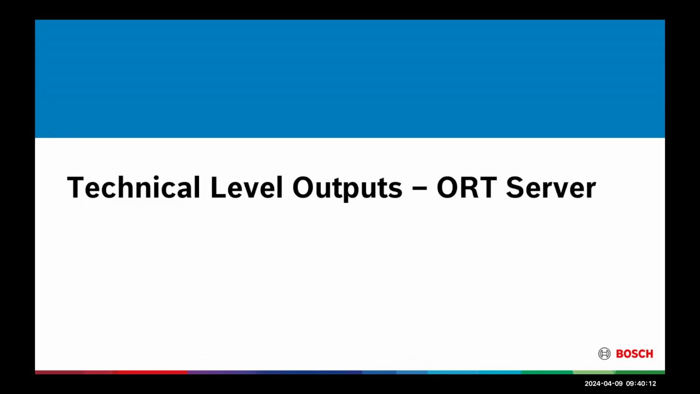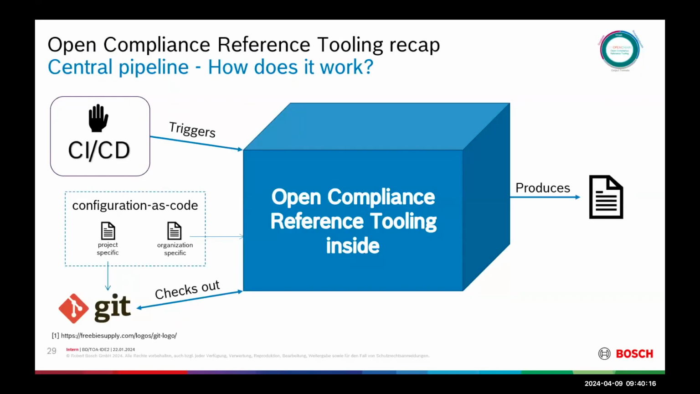So just a few words about the ORT server for those who are not familiar with OSS Review Toolkit. So the idea here is that you have tooling that you can trigger either manually via command line or CI/CD or whatever you want. You have configuration as code, where you can configure your license classifications, your policies. You can also have your project-specific configuration in your repository. So the tool will check out your repository, then run through all those different steps and produce reports, produce compliance bundles, whatever you need.